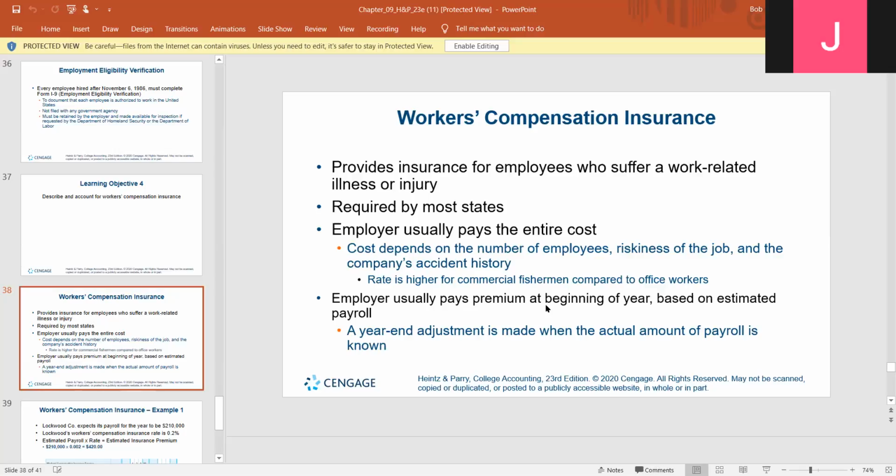Workers' comp is very controllable by the employer. If the worker is in an environment where they're safety conscious, they don't leave oil spills lying around unattended, things in the aisles, you can really minimize your accidents, and in so doing, you will lower your rates over time.